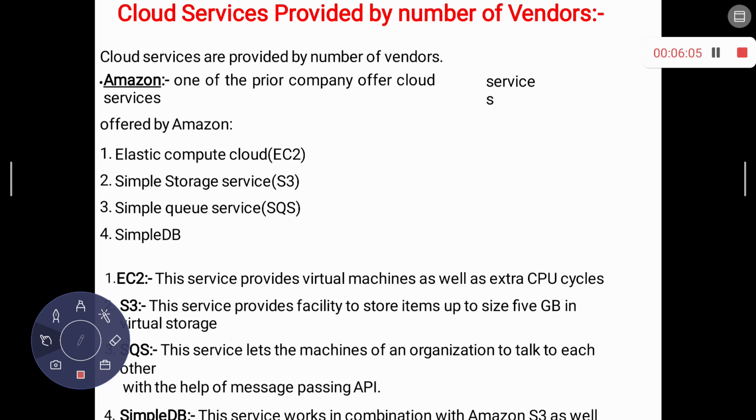SQS, okay, what is that? Simple Queue Service, between organizations, one organization to another organization. Whatever the performance, whatever the transaction is going to be there, all these things happen at the high level. The service lets the machines of an organization talk to each other.